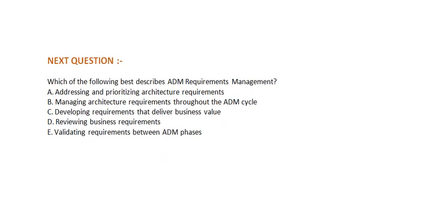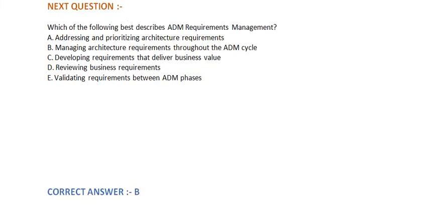Next question is, which of the following best describes ADM requirements management? Option A, addressing and prioritizing architecture requirements. Option B, managing architecture requirements throughout the ADM cycle. Option C, developing requirements that deliver business value. Option D, reviewing business requirements. And option E, validating requirements between ADM phases. The correct answer is option B.